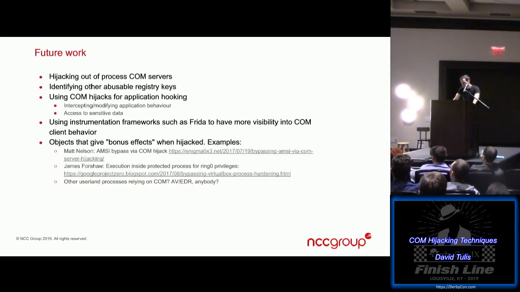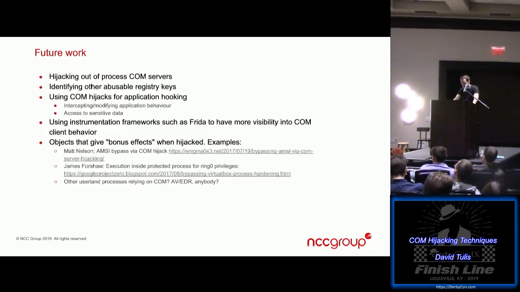I think there's a lot more that's possible through COM abuse that I didn't have time to talk about today. I didn't really talk about hijacking out-of-process COM servers. There could be other registry keys that are abusable in the same way that ProgID or TreatAs is. Frida is another really cool project, used for reverse engineering and debugging. I think it can be used to get a better understanding of COM client behavior when it's activating a COM object, and what kind of specific user actions will trigger loading a particular class ID.